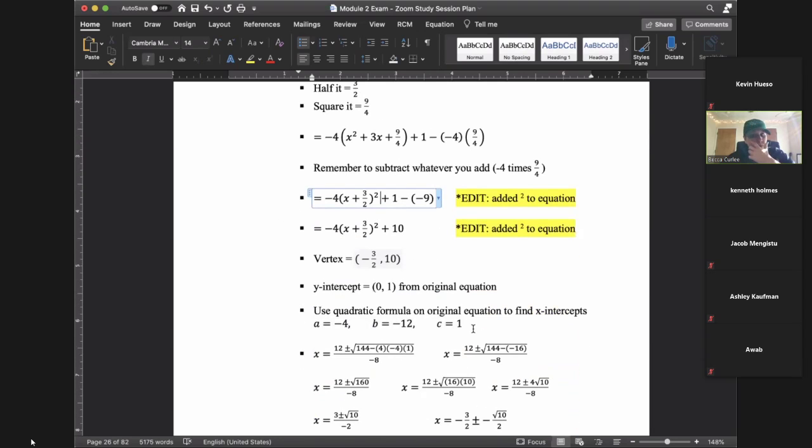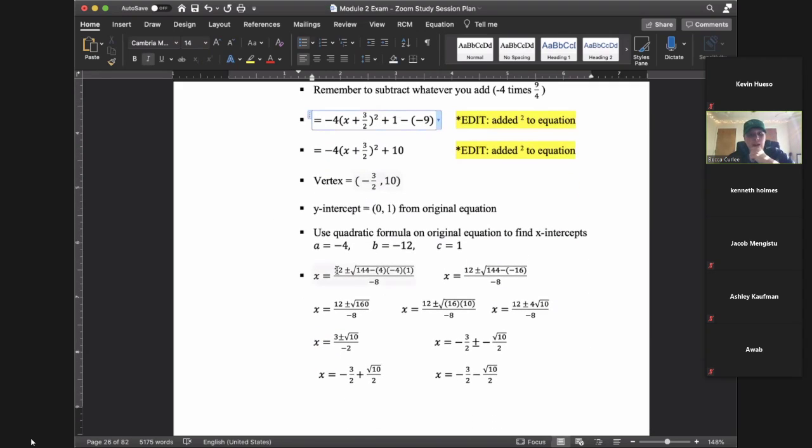Using the quadratic formula to find the x-intercepts. So we've got a equals negative 4, b equals negative 12, and c equals 1. So we plug it all in here. And solving for x, we get x equals negative 3/2 plus or minus the square root of 10 over 2. I won't go through all of this, just to save some time.